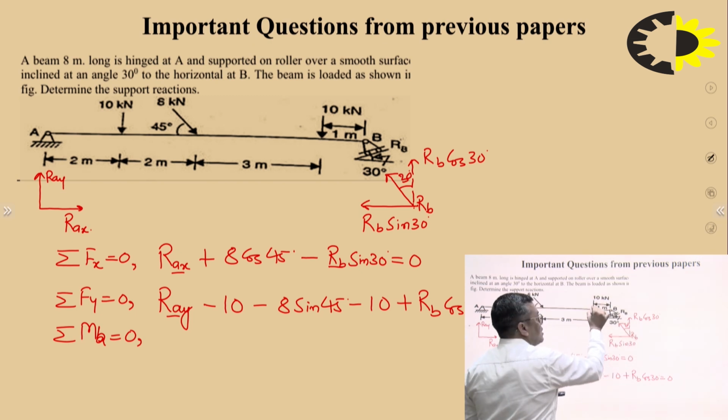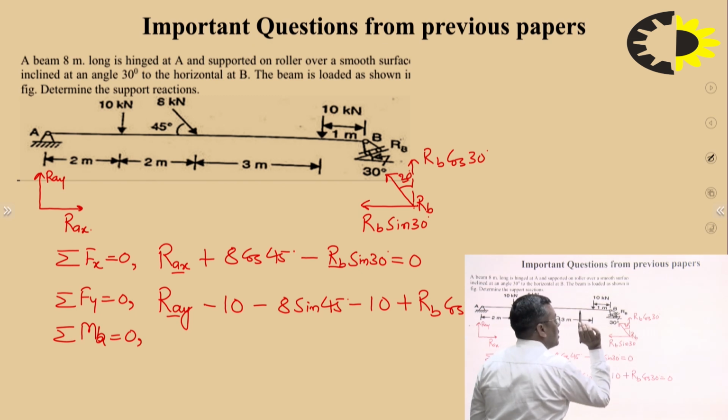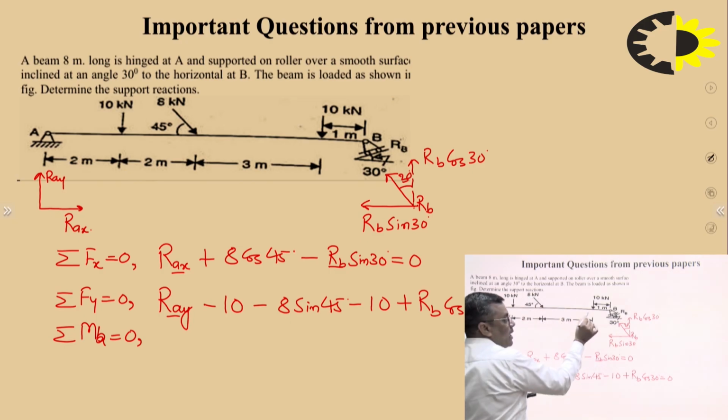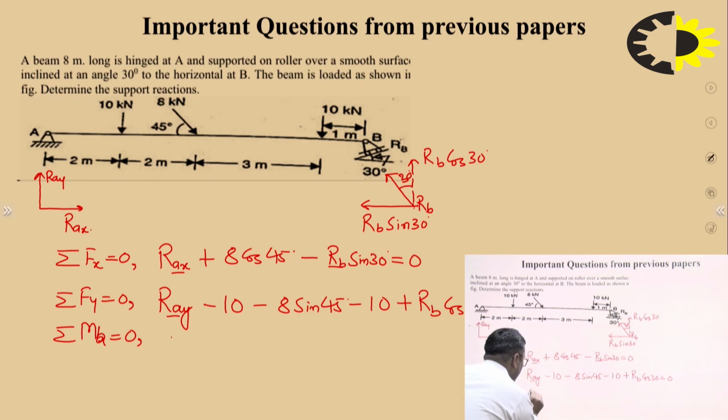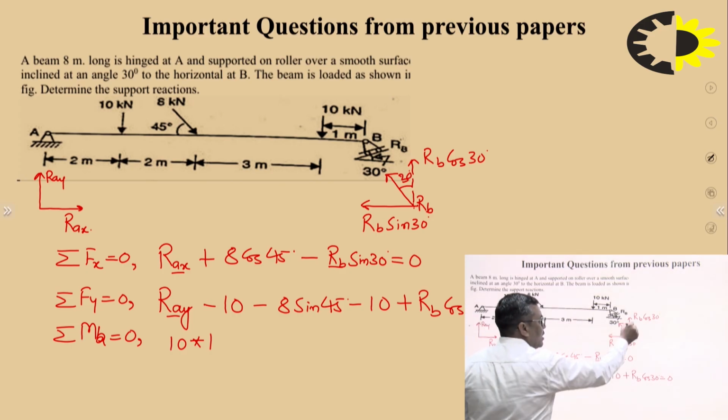Now I am coming to the second force, 10 kilonewton. How far is it? What is the perpendicular distance of the 10 kilonewton force? 1 meter. This is the distance from B. So 10 into 1. What will be the rotational tendency? Anti-clockwise. Okay, so positive I am taking.